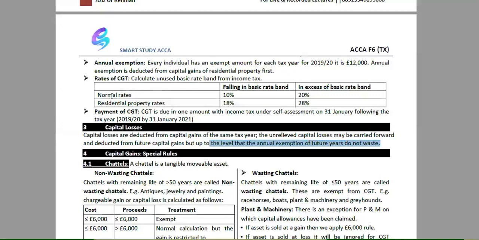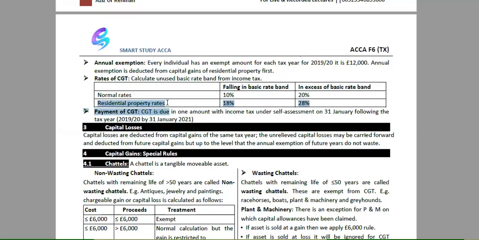Okay, so the rates of tax, you can see. What are the normal rates? Normal rates are 10% and 20%, falling within the basic rate band. So on basic rate band, tax rate is 10%. In excess of basic rate band, normal rate is 20%.